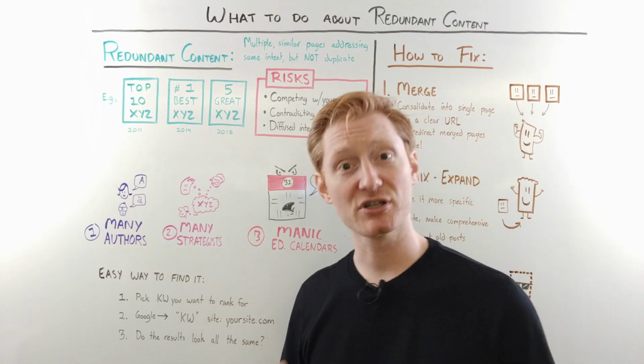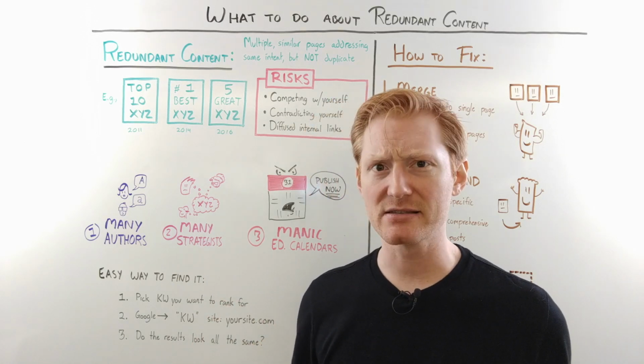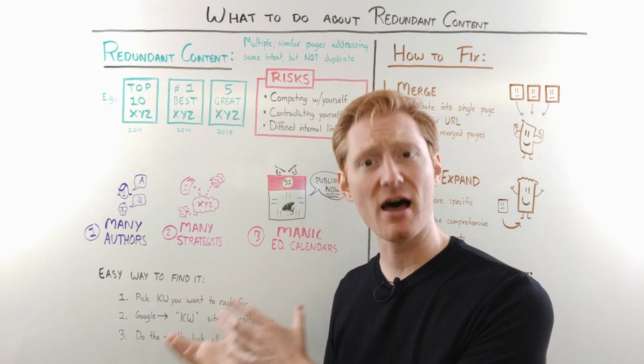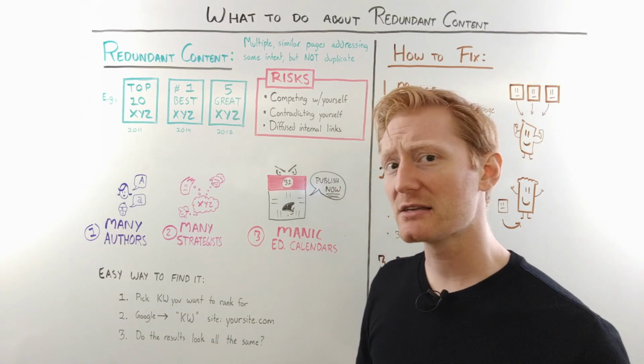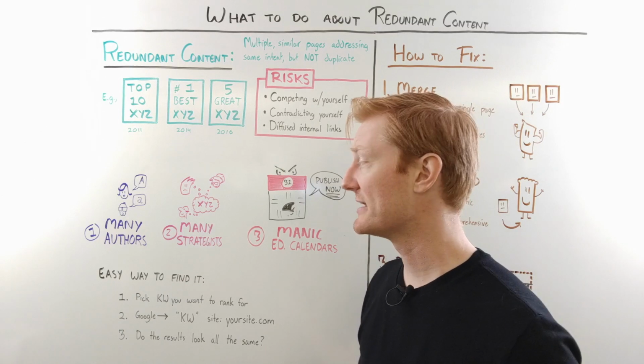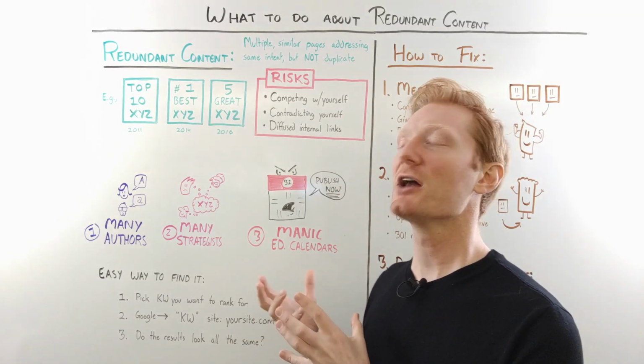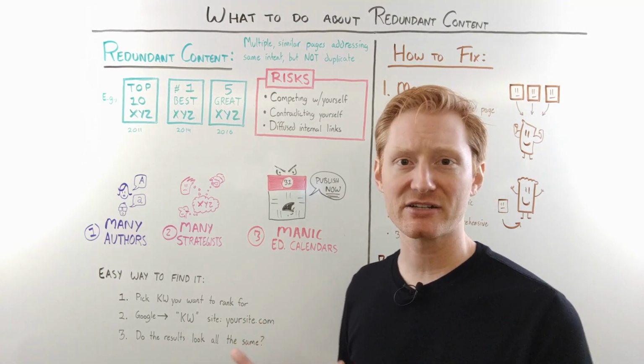If the leadership of your blog is changing hands from year to year, then that increases the chances of that happening for you. So that's a really common cause of redundant content. A third common cause is just having an unreasonably demanding editorial calendar.